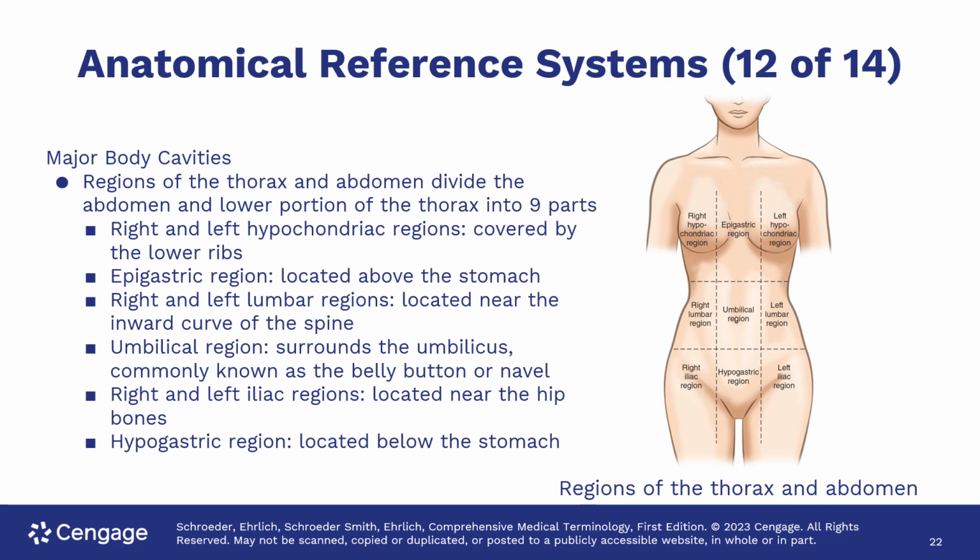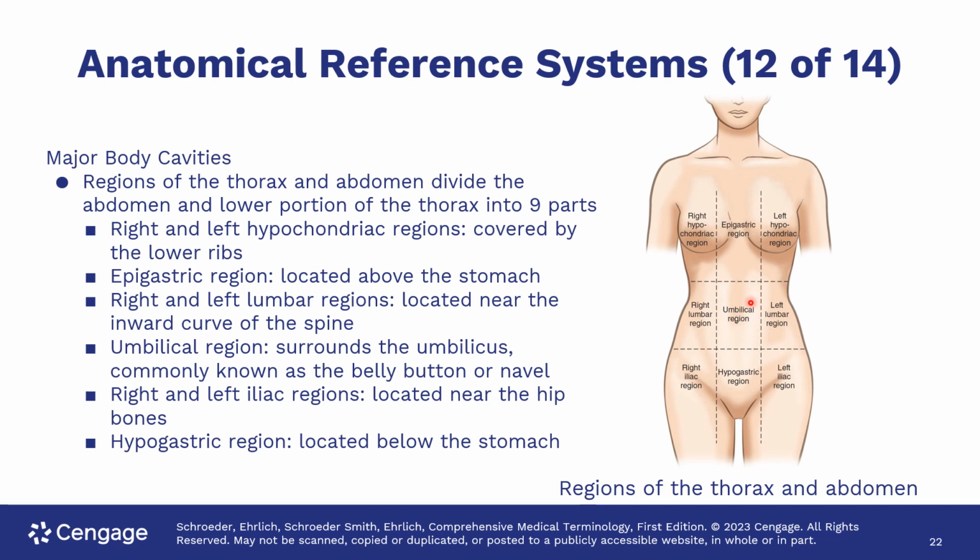The right and left hypochondriac region, so hypo is below and chondro is ribs, so it's below the ribs where they start, so right and left. Epigastric means above, gastra is stomach, and ic is pertaining to, so pertaining to above the stomach. The right and left lumbar regions are the regions near the inward curve of the spine. The umbilical region, that's the belly button.